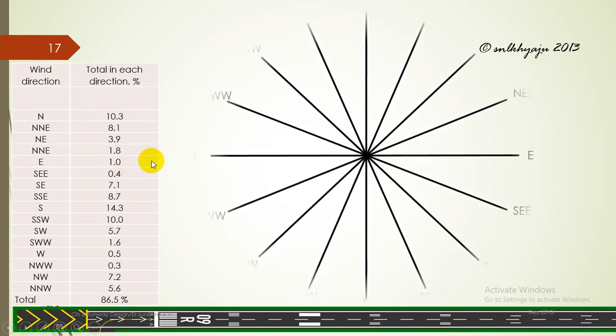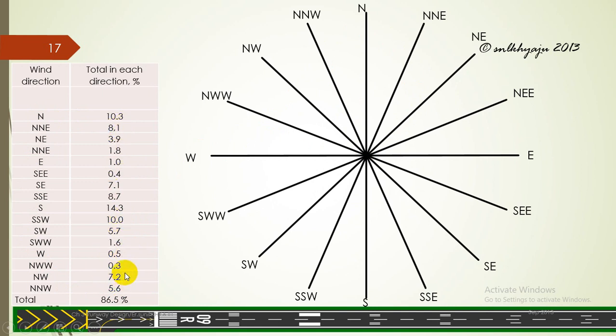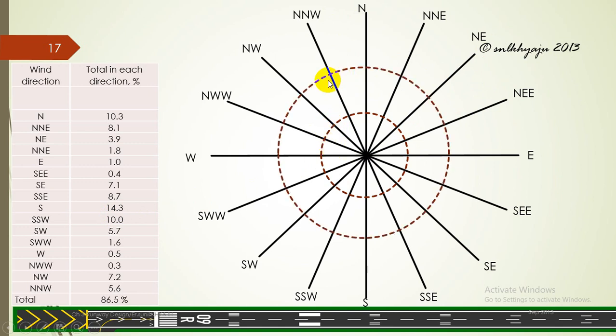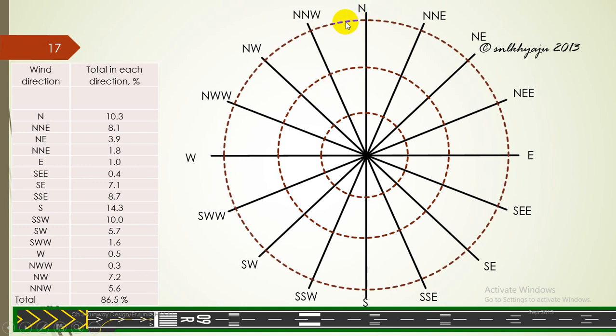Then we divide the directions north, south, east and so on into 16 directions as given in the figure. Then point out the highest value in the sum, and in this case the highest value is 14.3, and scale these radial lines. In this case we scale the radial line by multiples of 5, that is, this circle represents 5 percent. Similarly, this circle represents 10 percent, and this circle represents 15 percent of total wind in each direction.